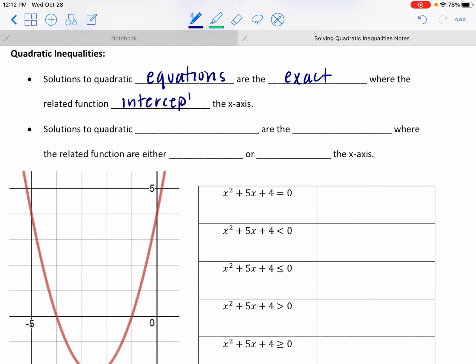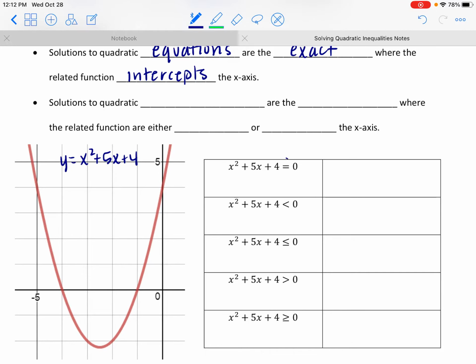Okay, so here's our same function. This was y equals x squared plus 5x plus 4, same function. If I said, where does this function equal 0? It's going to cross the x-axis here. What are the solutions to the equation? That's where the roots of the function are. So we would say that this thing is equal to 0 at this point.